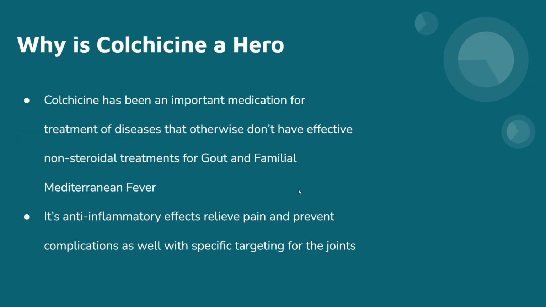Why is colchicine a hero? Colchicine has been an important medication for treatment of diseases that otherwise don't have effective non-steroidal treatments, for gout and familial Mediterranean fever, as its anti-inflammatory effects relieve pain and prevent complications, as well as specific targeting for the joints. And that is why I'm nominating colchicine as my molecule of the year as a hero.